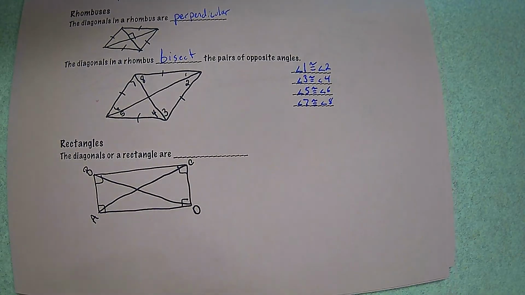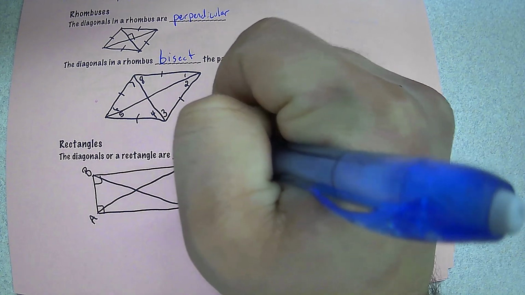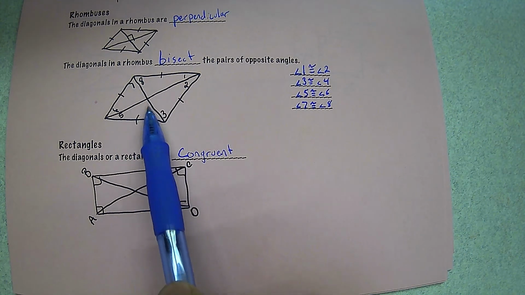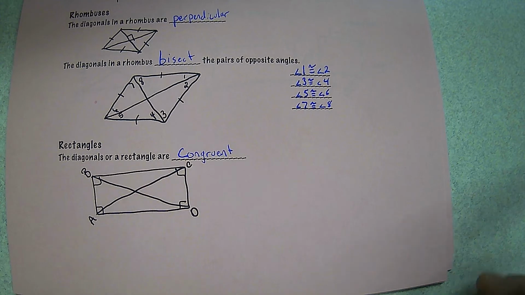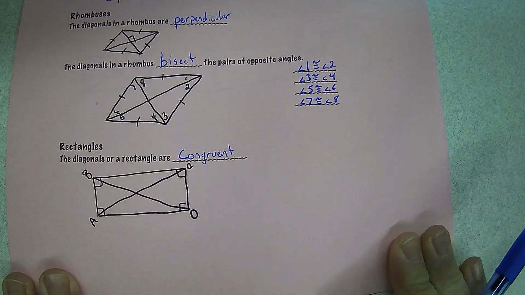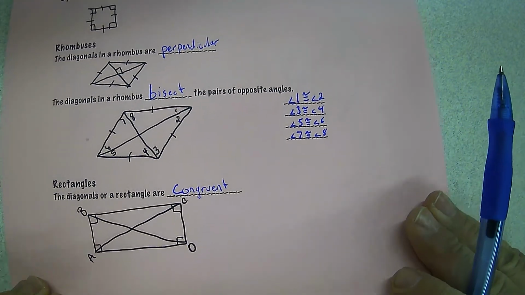Now, the diagonals of a rectangle are going to be congruent, or the same length. These necessarily aren't the same length in a rhombus, but in a rectangle, they're always going to be the same length. So let's look at some problems, identifying some shapes, and then we're going to do some solving with this.